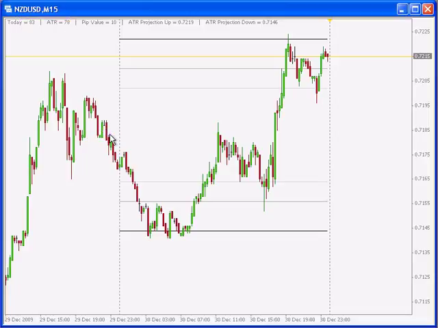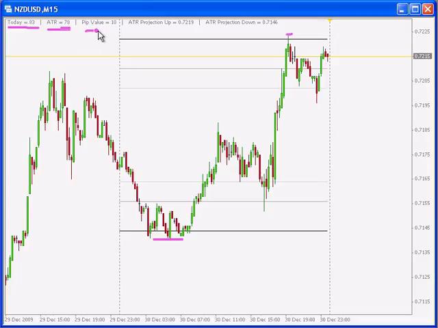You may have noticed that I have a special indicator on my screen. It's called the ATR projection. This is the information we can get from this indicator. Today, the current day range is 83 pips. That means from the low to the high of the day, it's 83 pips, whereas the average true range, the average daily range, is 78 pips. That means that today we've already moved beyond the average daily range, beyond the statistical average.